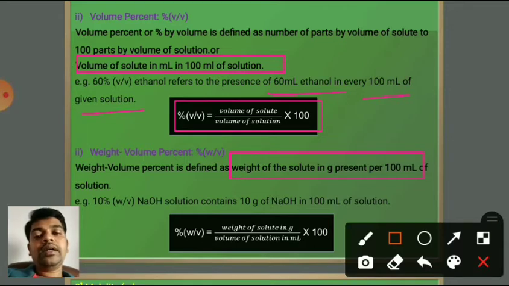That means weight by volume 10%. That means 10 gram of NaOH is present by weight in 100 ml of a solution. So this is a weight volume percent, and it is given by the formula: weight by volume percent, W by V, equals weight of solute in gram divided by the volume of solution in ml, into 100, because we have taken the percent.